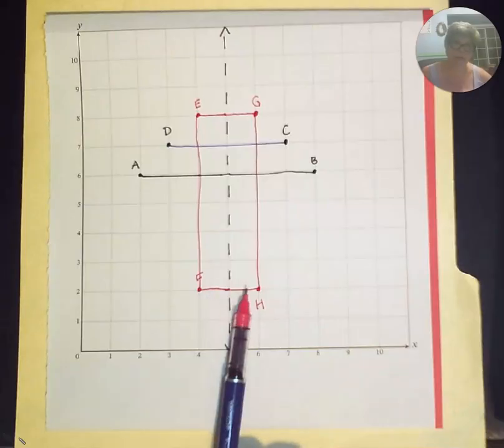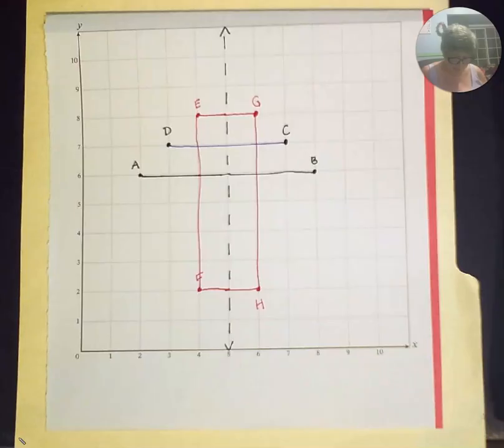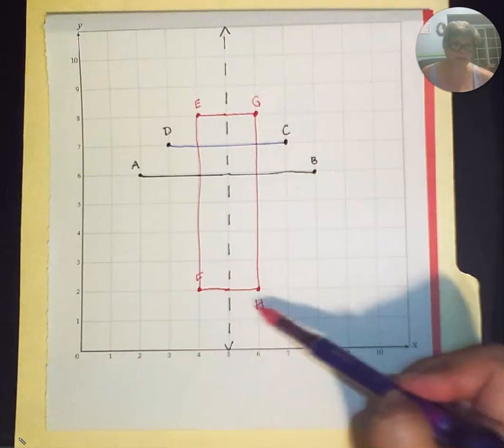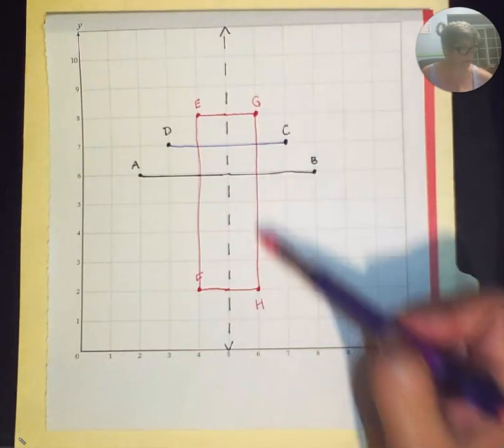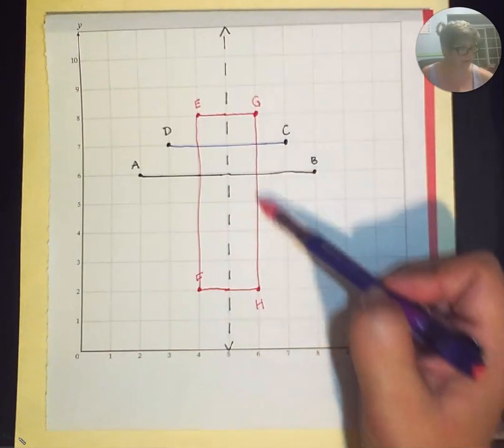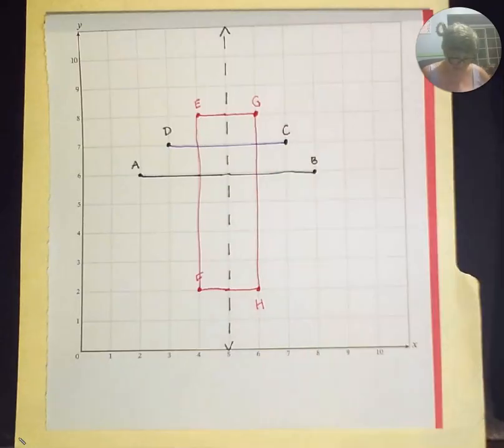2, right? Okay, very good. Is the distance between E and F equal to the distance between G and H? And what is that distance? Right, this distance here, the length of your rectangle, 1, 2, 3, 4, 5, 6. 6 and 6, very good.